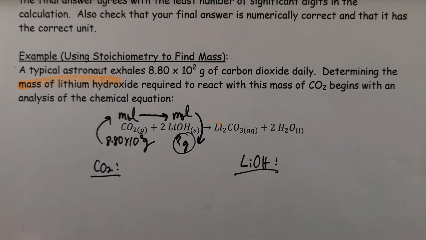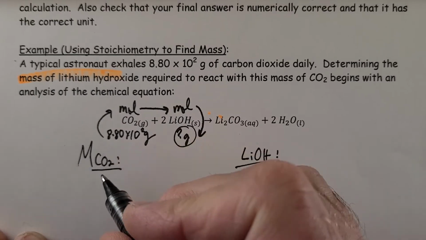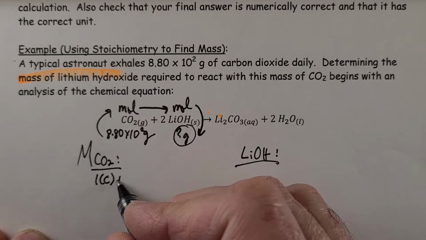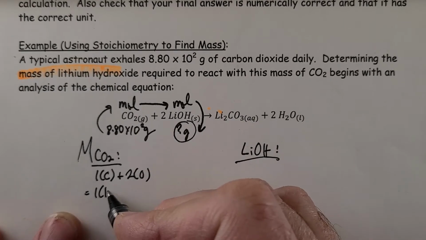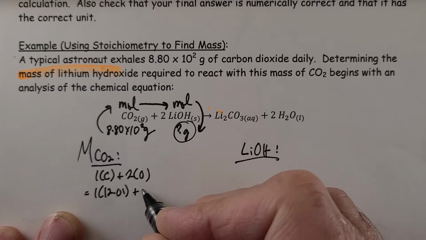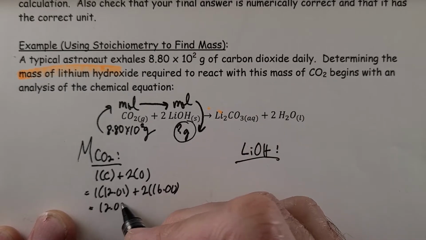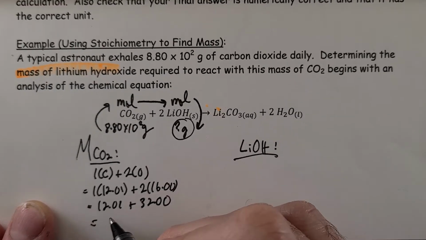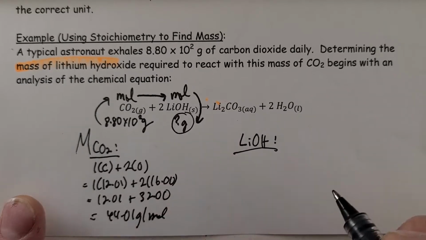If we look over here, for the molar mass of CO2, for every 1 mole of CO2, we have 1 mole of C, 2 moles of O, and of course C is 12.01, oxygen is 16, so 12.01 plus 32 gives us 44.01 grams per mole.